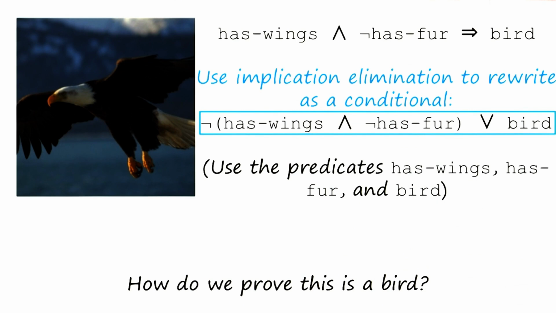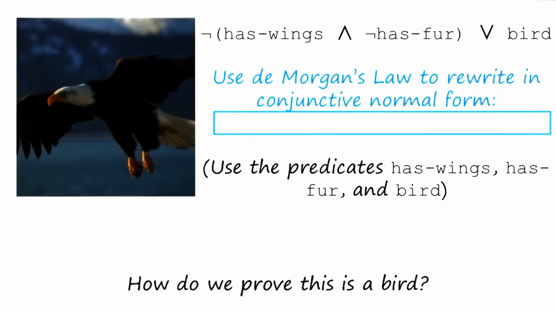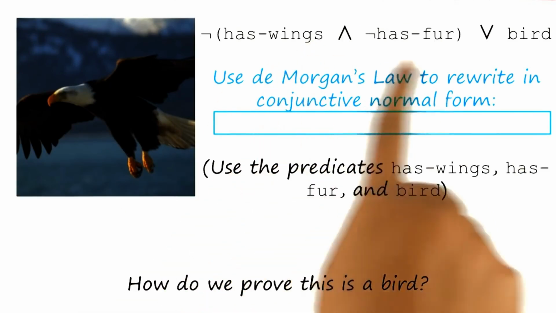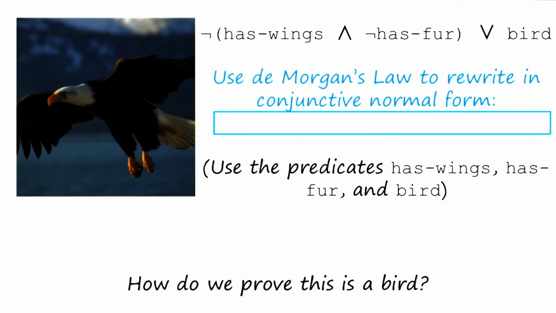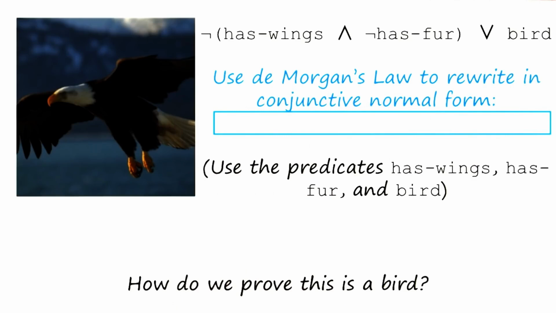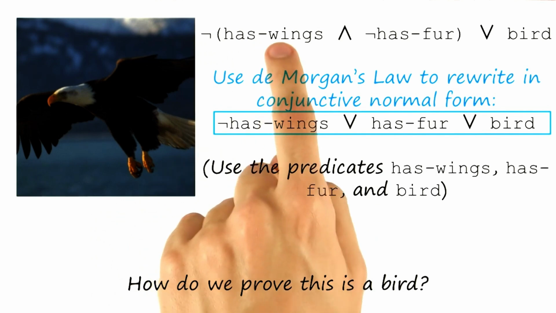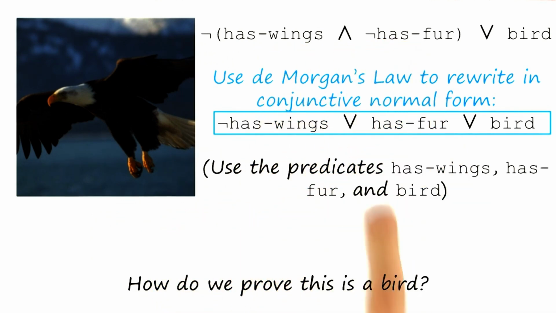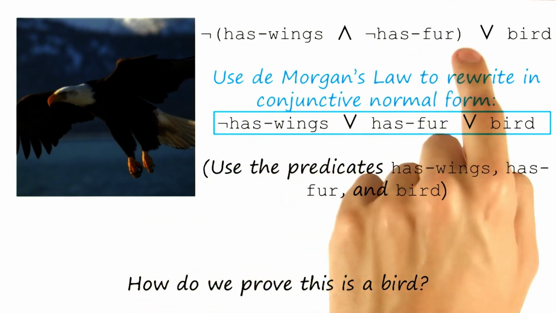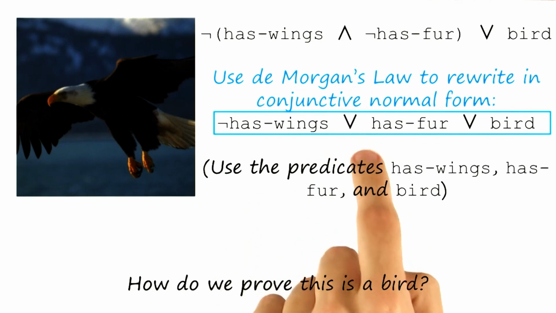Now some of you may have jumped straight to writing this in full conjunctive normal form, but now we're going to move on and do that last step. So this is not conjunctive normal form because we have a disjunction over a conjunction. What we want are either just disjunctions or conjunctions of disjunctions. So use De Morgan's law to write this in conjunctive normal form. What did you have, David? So with De Morgan's law, we take the negation on the outside and apply it individually to the predicates on the inside and flip the operator. So has wings becomes not has wings, not has fur becomes has fur, and the and becomes an or.